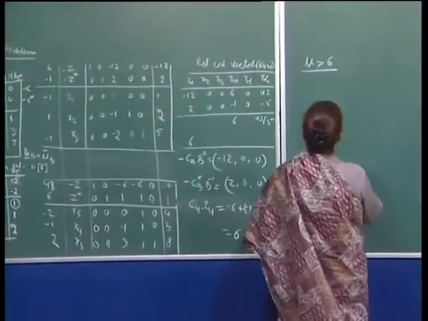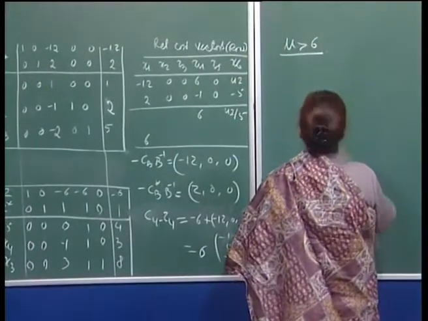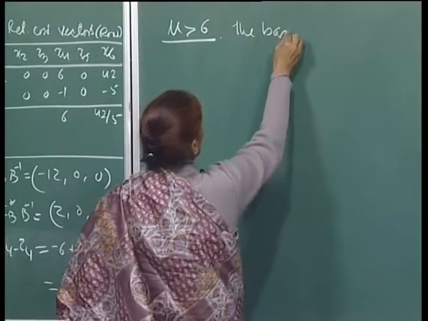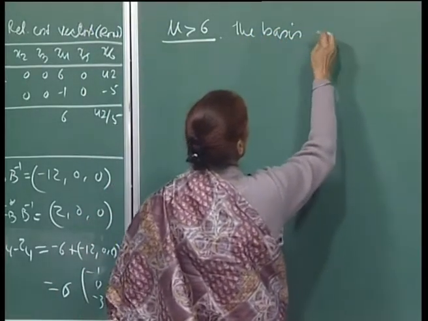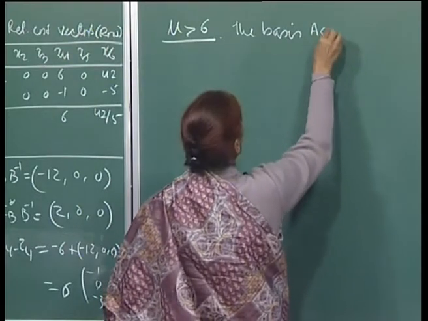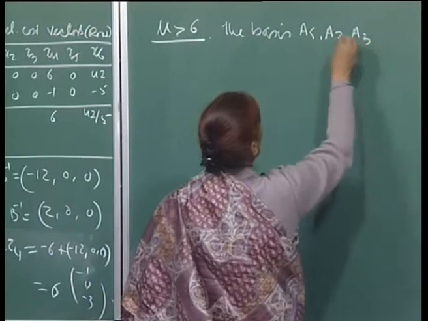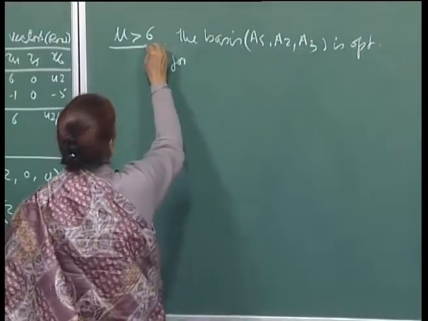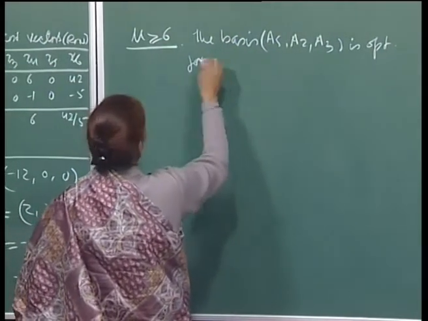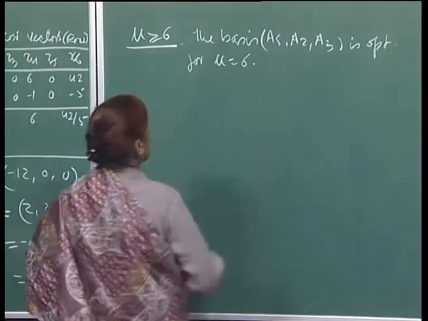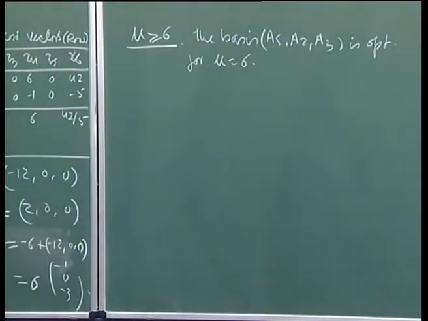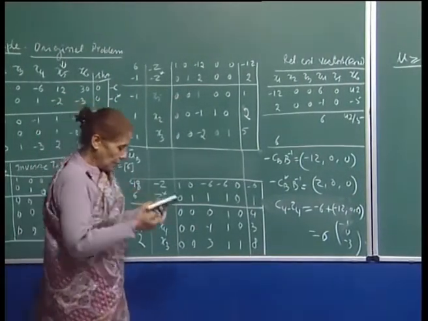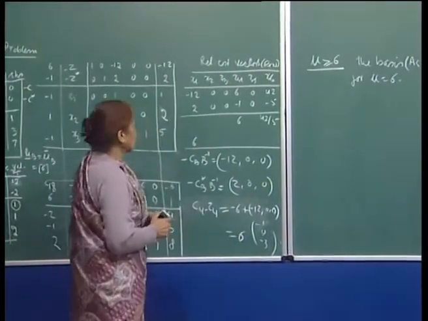So, well, we have that the basis A5, A2, A3 is optimal for mu equal to 6 only. So, that means I still have to proceed further, right. Okay, that is it, fine.